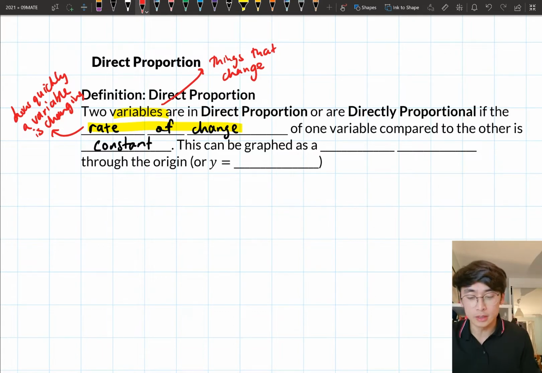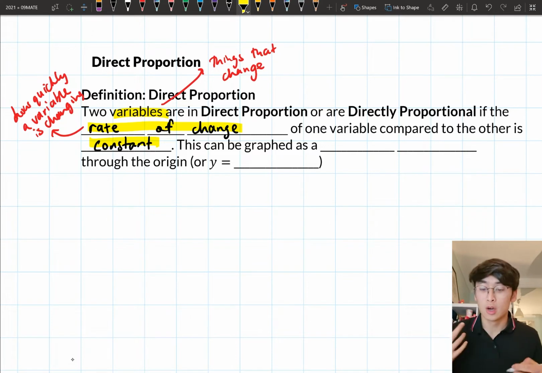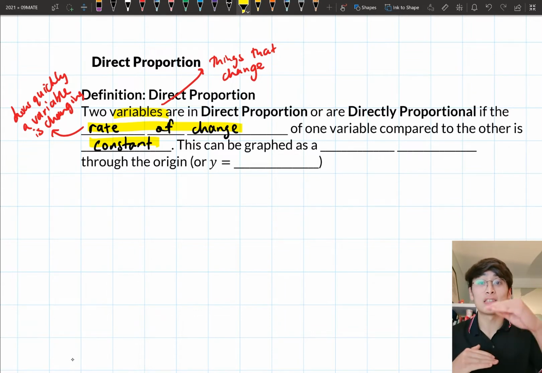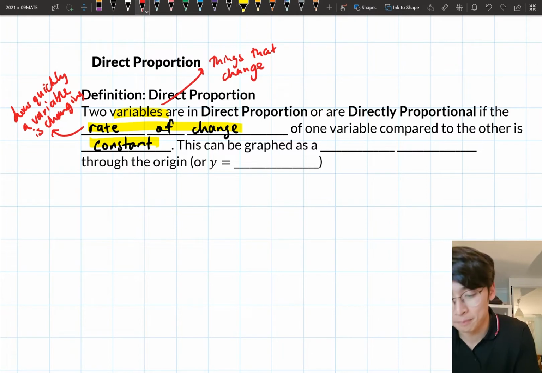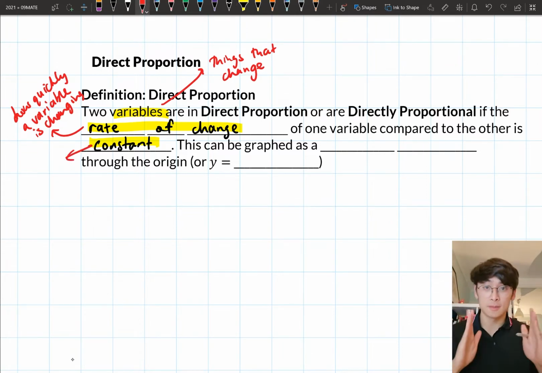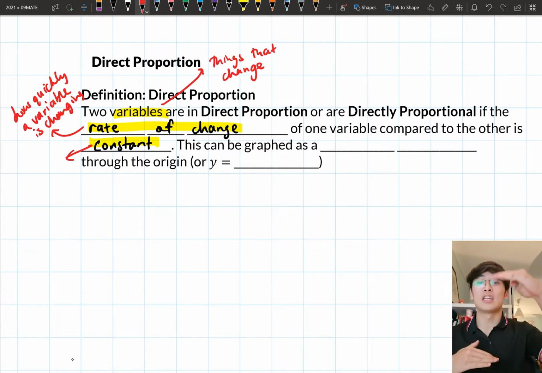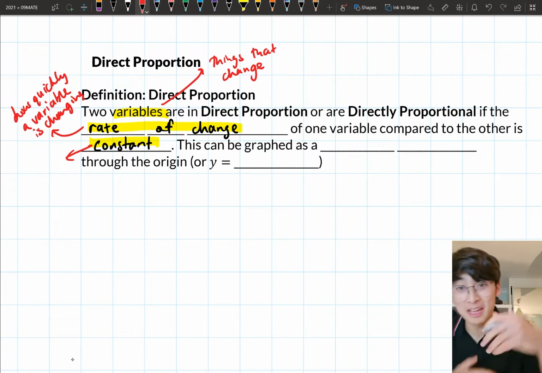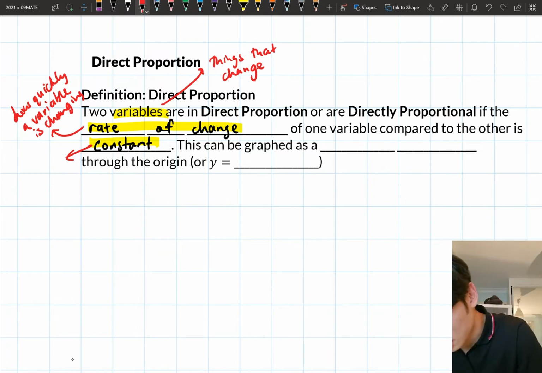And the other one is constant. Constant just means that it's not changing. So what it means for two things to be in direct proportion is if one thing changes, the other thing changes by the same amount each time. Let me try that again. So when one of the variables changes, the other variable changes in a proportional or equal amount. So equal amount each time, so it doesn't change.